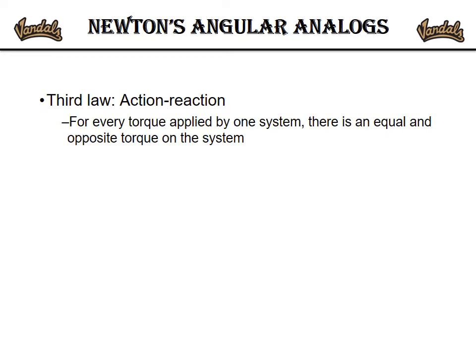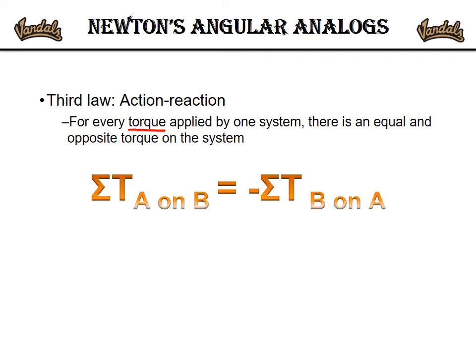The final angular analog for Newton's laws, the third, is action-reaction, and that's for every torque. Again, you can see the pattern where we just take torque and substitute it for force. By one system, there's an equal and opposite torque on the system. And simply written, it's the same way we have it for the sum of forces: sum of torques A on B equals a negative sum of torques B on A. So remember that the difference between torque and force is simply the addition of the perpendicular distance of the application of force relative to the axis of rotation. And that is where we get the torque.